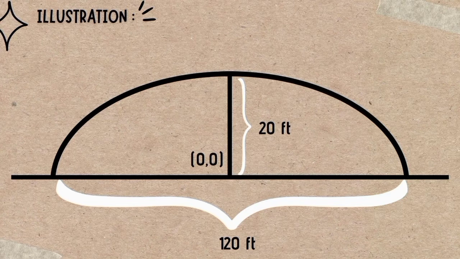By saying that, we came up with negative 60 and 60 on the x-axis, since the measure across the major axis, which is the horizontal line, is 120 feet. The y-axis, however, is still 20 feet. Through our progress, we are now to find the equation of our ellipse.